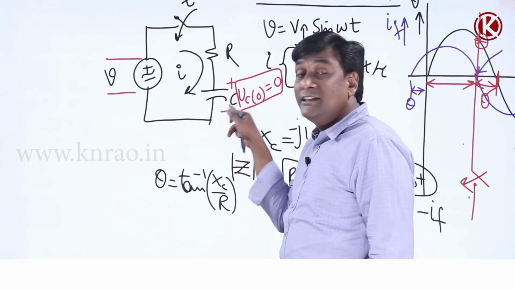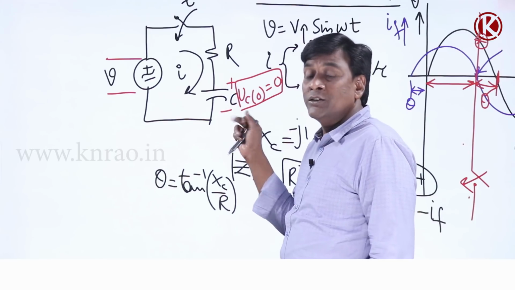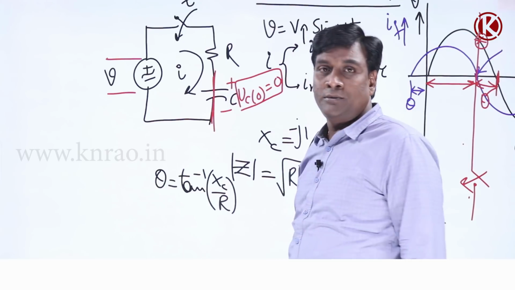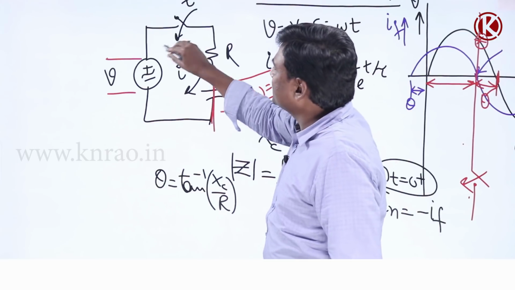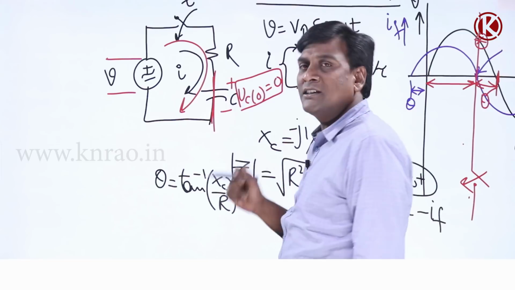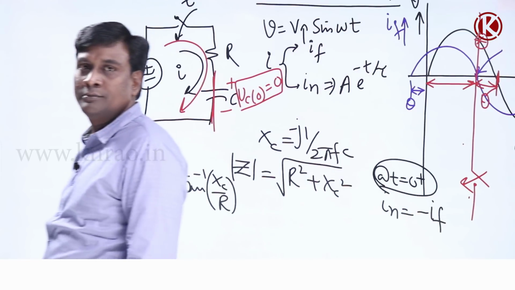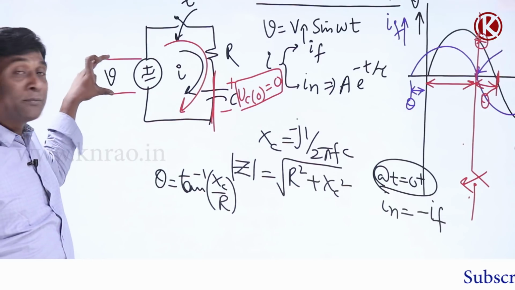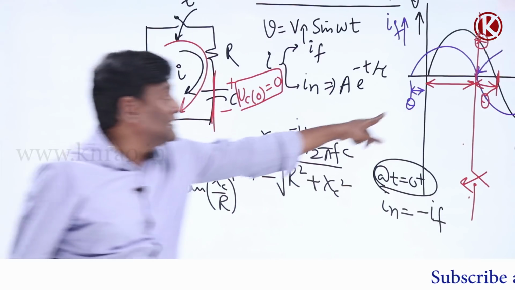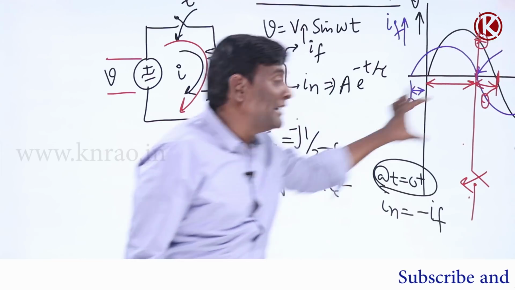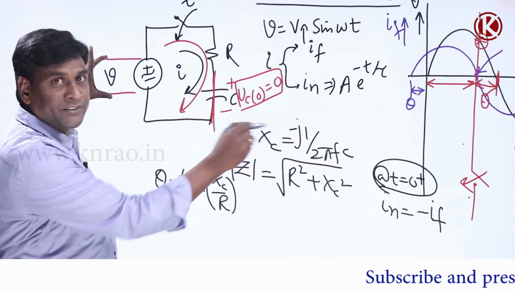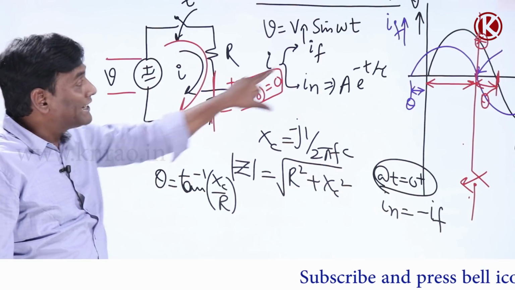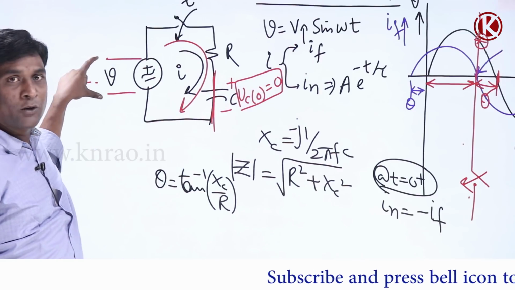How much is the instantaneous voltage across the capacitor? Voltage cannot change, so 0 minus voltage is 0, and 0 plus voltage should be 0. So it is a short circuit. The moment you close the switch, instantaneously this much voltage divided by resistance, that much amount of current will flow. Getting my point, right? That much voltage is maintained at that particular instant of closing the switch.